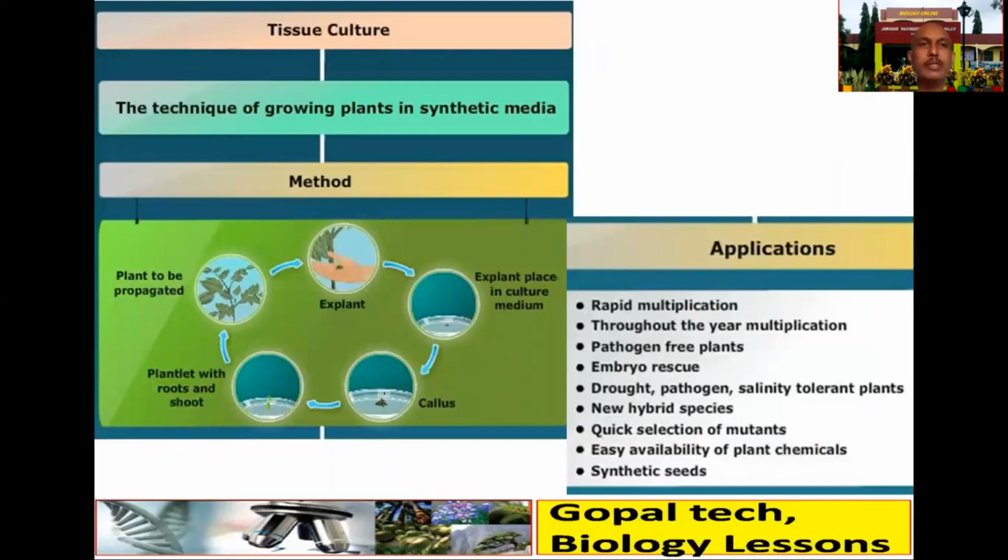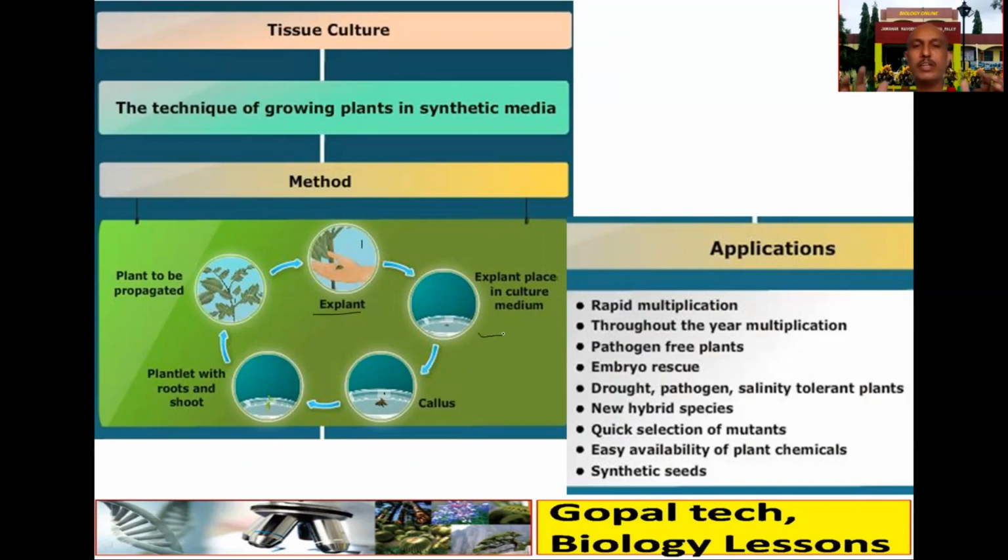Now the modern method is tissue culture, the technique of growing plants in an artificial, synthetic medium. So here they will take a plant, that we call an explant. The explant is the first step. Then the explant is placed in a culture medium.